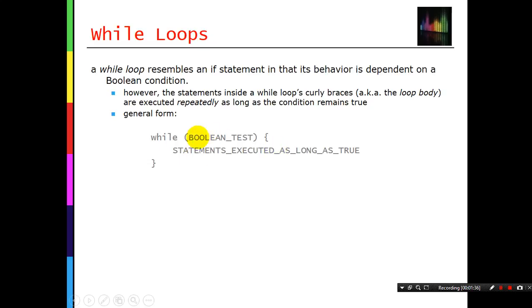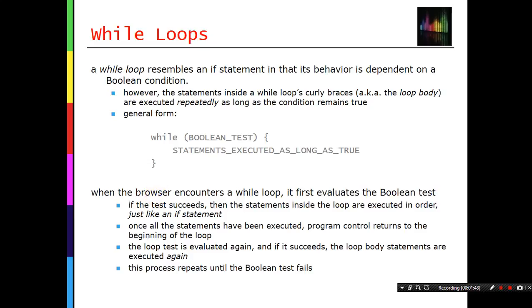So it's going to be repeated until this is false, at which time it skips this and goes on to the rest of the statements. So when the browser first encounters this while loop, it evaluates the Boolean test. If that succeeds, these statements are executed. If it does not succeed, it skips those statements and goes on and does the rest. It's going to keep looping and doing this as long as the Boolean statement is true.